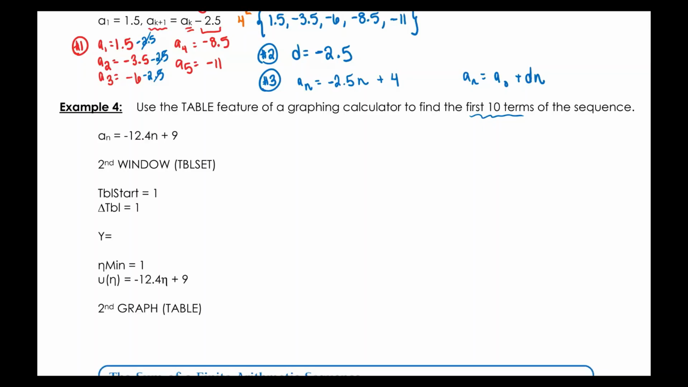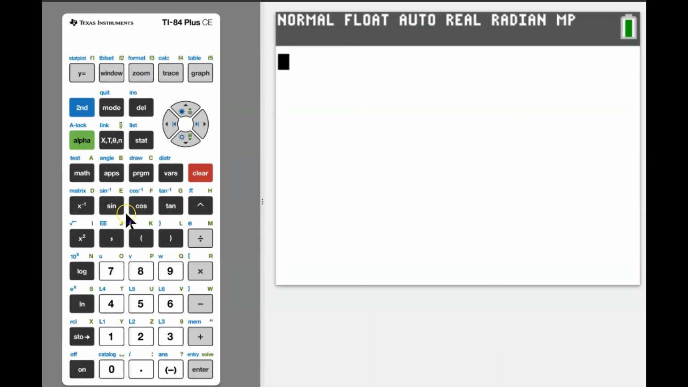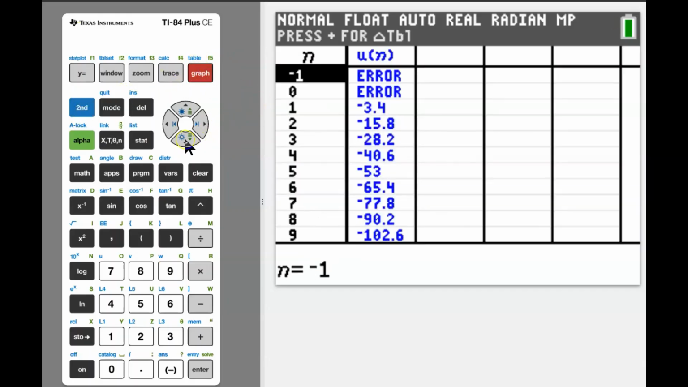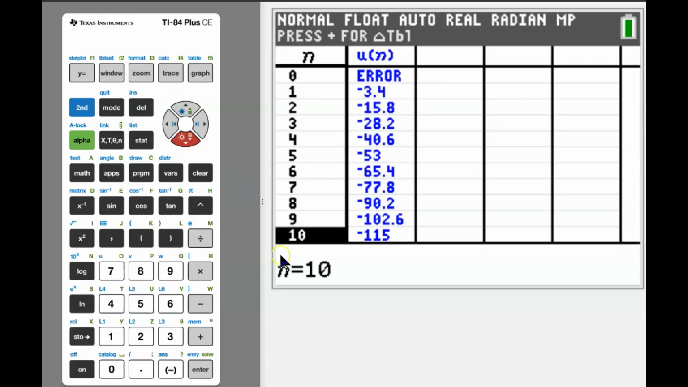So going to your graphing calculator. Okay, the directions say to use the table feature, so that implies that we need to go to y equals to input our formula and then go to the table from there. So the formula here is negative 12.4n plus 9. Okay, and then just hopping over to my table. And then we've got term number 1 all the way through term number 10. And so this is all that they're asking you to do here, is to recognize that.